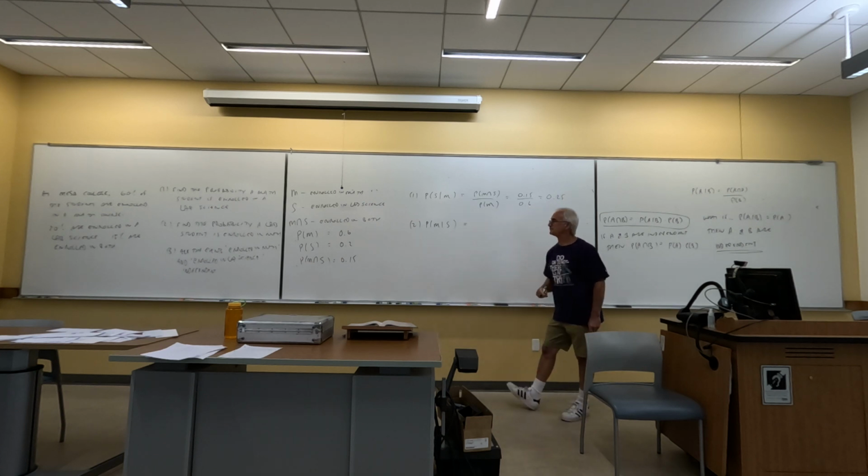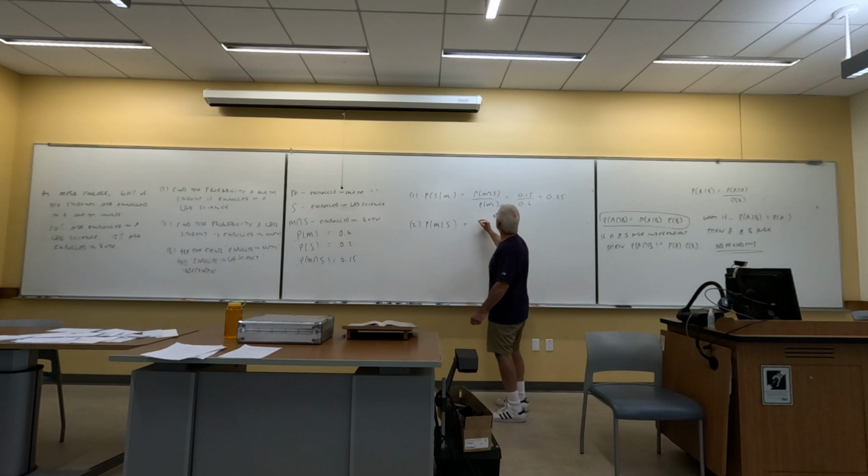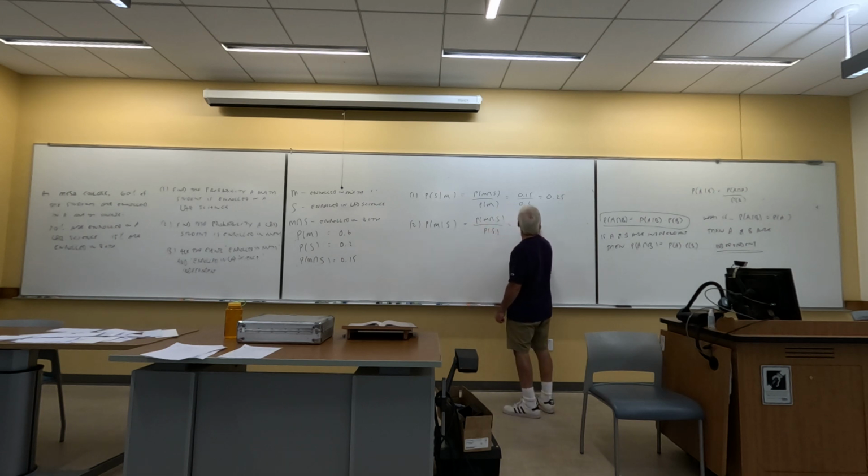What's this one? This would be the probability of the intersection. And again, it doesn't matter what order I write the intersection, over the probability of being in science, and that's 0.15 over 0.2.